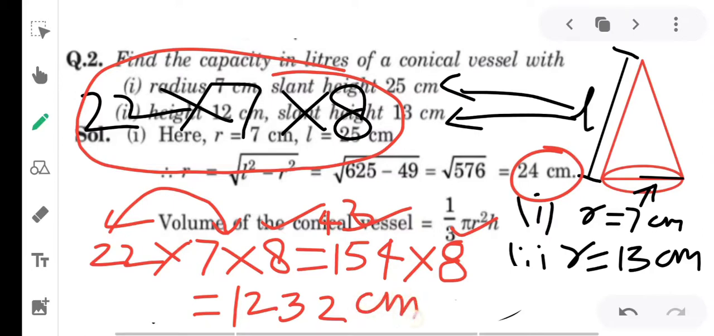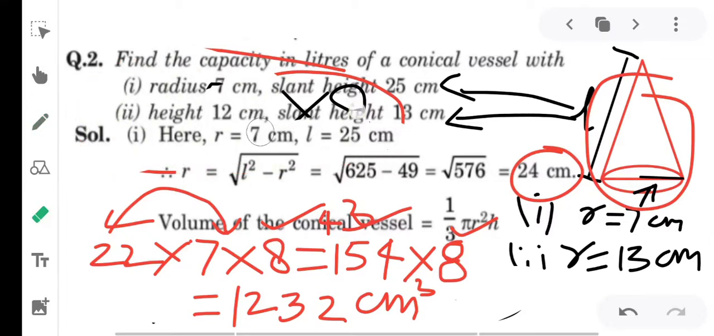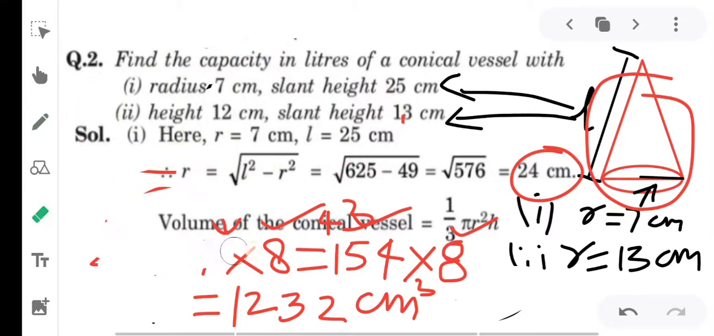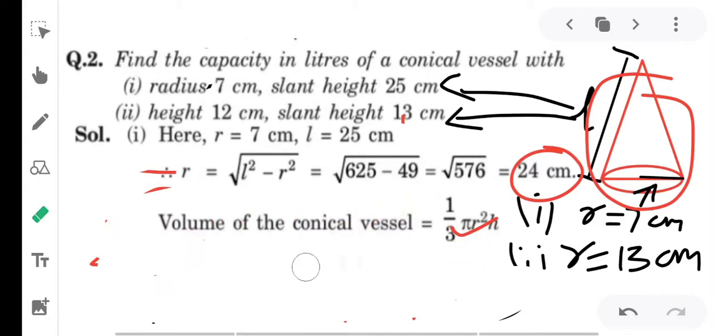So 1232 centimeter cube, that would be the volume of this cone, right? इस cone का जो volume होगा वो कितना होगा? 1232 centimeter cube, right? So the first question we have done, right? Now we will go for the second question, right? Second question के लिए अभी हम यहाँ पर जाएंगे, तो second question की value भी आपके सामने है, यहाँ पर देख सकते हैं आप.